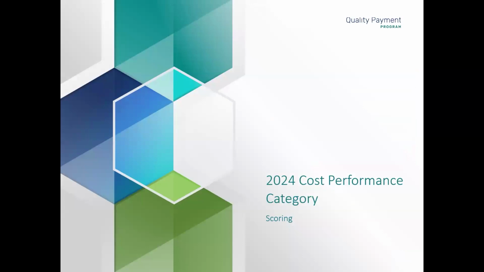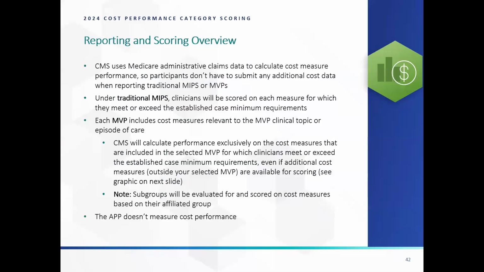Okay, so finally, I'll go over cost scoring. CMS uses administrative claims data to calculate cost measure performance. So again, participants don't have to submit any cost data when reporting MIPS or MVPs.